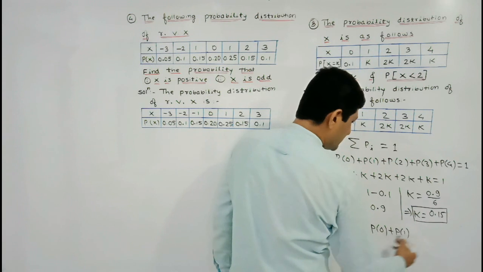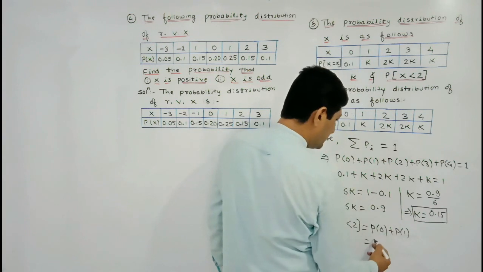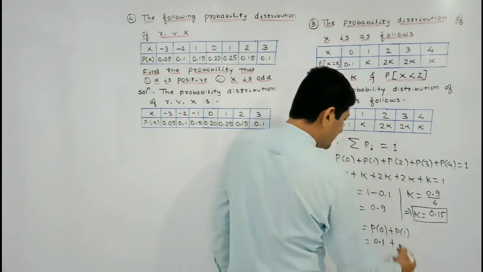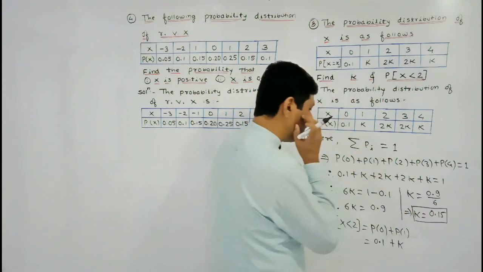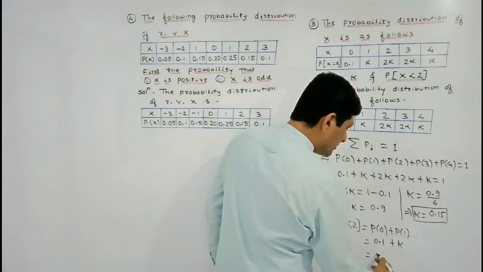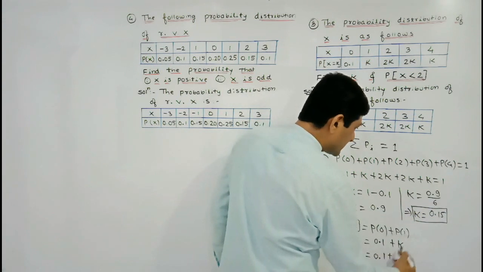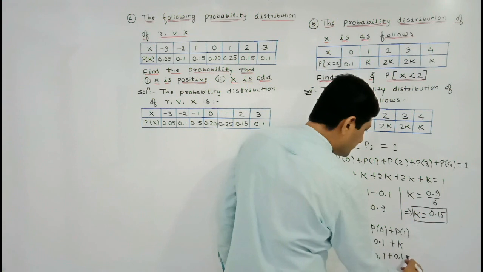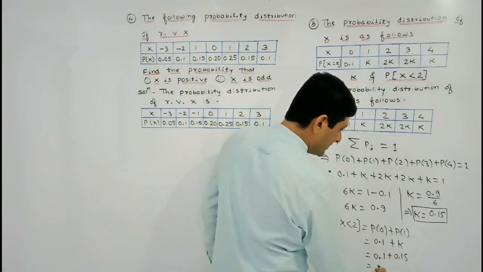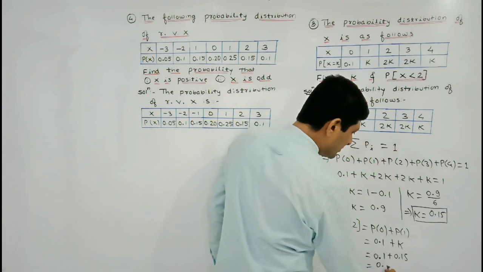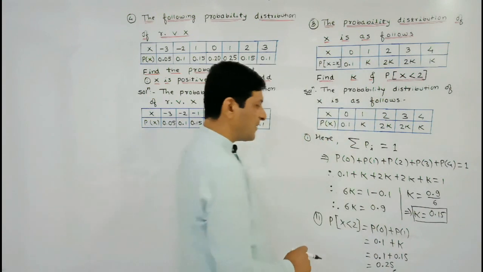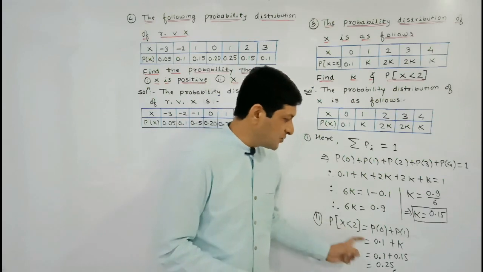So which is equal to, what is the value of p of 0? It will be equal to 0.1, and just now p of 1 is equal to, it is given to us that p of 1 is equal to k. Now replace k by its value. What is the value of k? 0.1 plus k means 0.15. So what is the addition? 0.1 plus 0.15 will be equal to 0.25. Means in this way we have got second required value, that p of x less than 2 will be equal to 0.25.